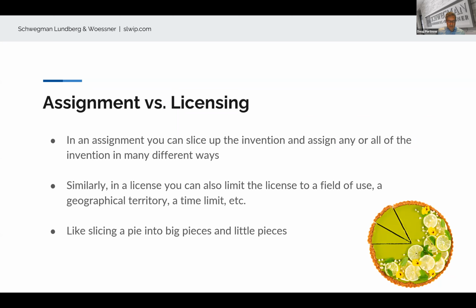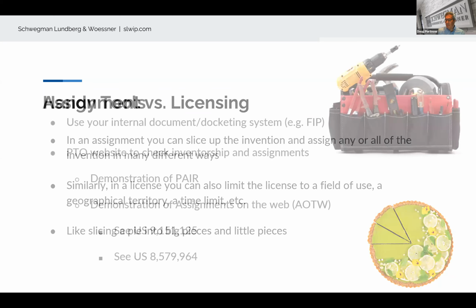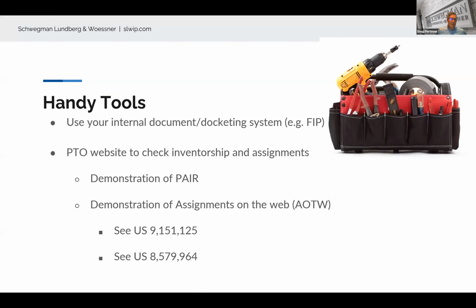And then just the last slide that I was going to put up here, we were planning on doing a demo of some of the stuff on Pair. Obviously, we're out of time now, so we won't be able to do that. But a lot of these things you can see on the PTO's website, Pair, which is patent application information retrieval. So anything that's publicly available, you would be able to see it there. There's also their database, Assignments on the Web, so you can pull up and look at that stuff.